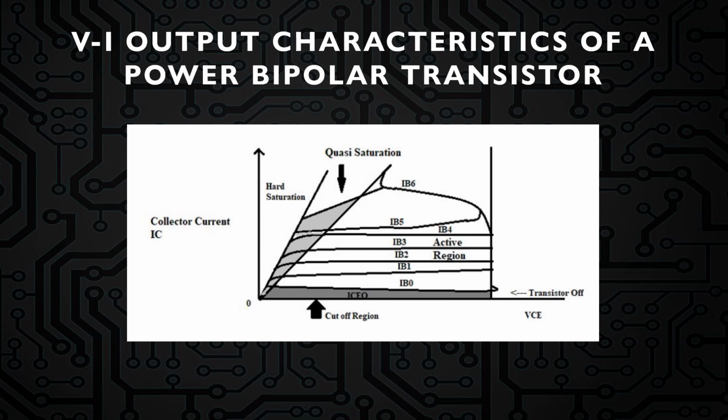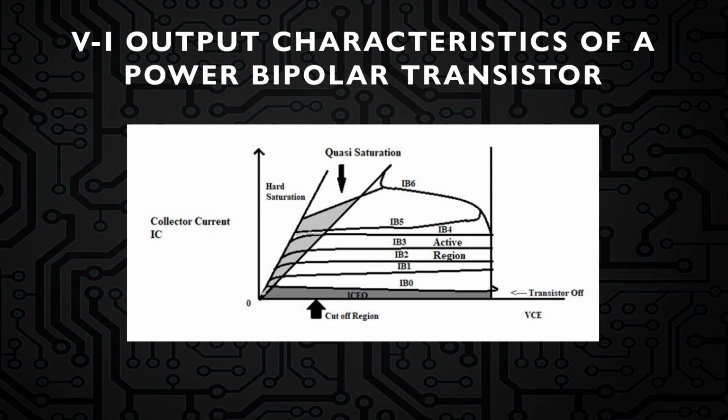The graph below represents various regions like the cutoff region, active region, hard saturation region, and quasi-saturation region. For different values of VBE, there are different values of base current from 0 to 6. Whenever there is no current flow, it means the transistor is off, but a small current flows, which is ICEO. The base current increases from base current 0, which is the minimum value, to base current 6, which is the maximum value.